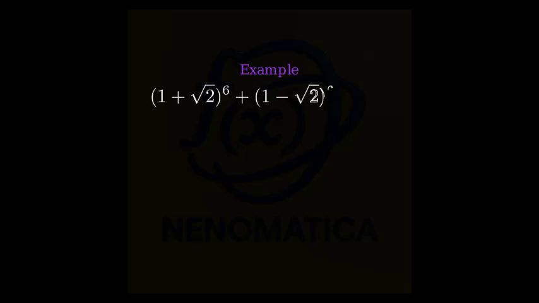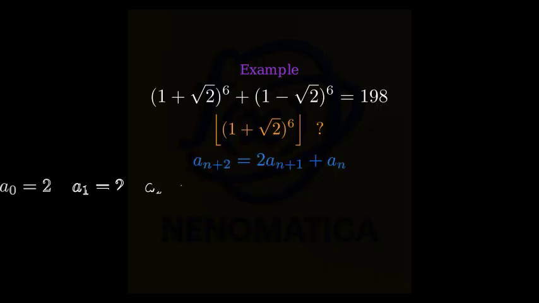Here is the key relation we will use. The sum (1 + √2)^6 + (1 − √2)^6 equals 198. Our goal is the floor of the first term. Why is that sum an integer?